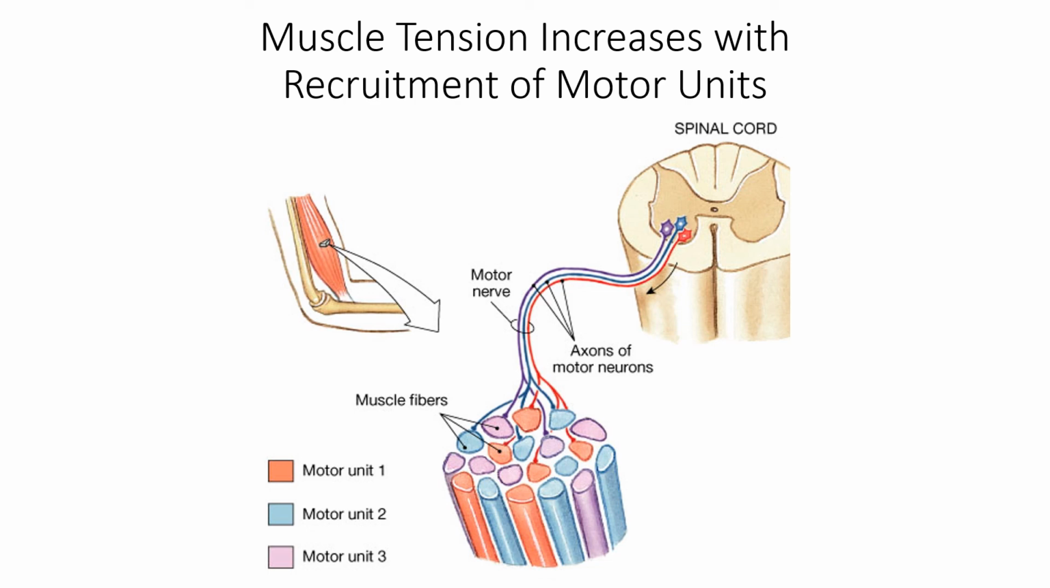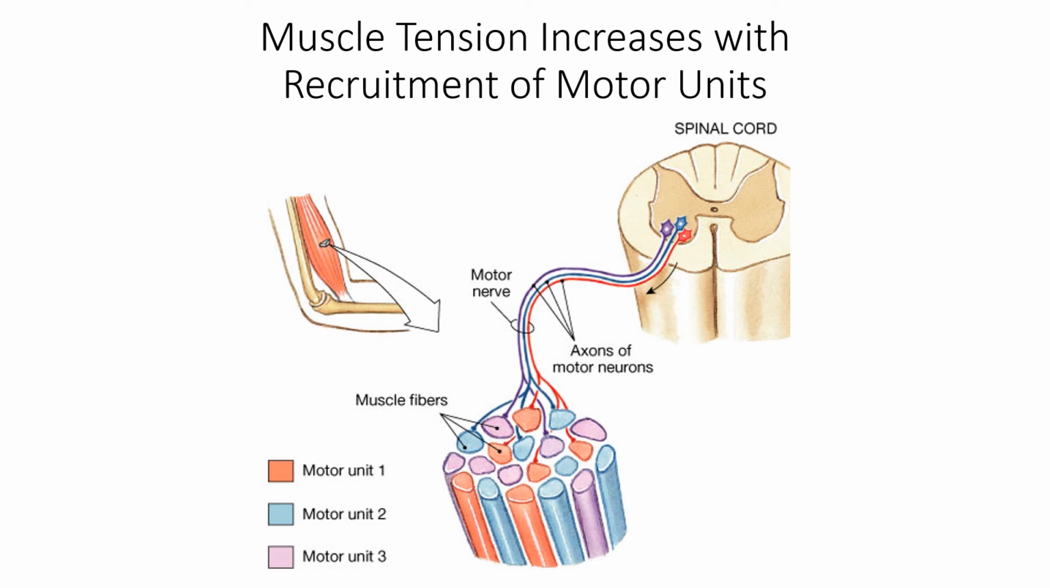Let's turn to page 89 and let me mention to you that recruitment of motor units is a second way for us to increase muscle tension. Keep in mind, there's two ways to increase muscle tension. One is through the increased frequency of stimulation, and two is by recruiting additional motor units. We know that a motor unit is the combination of a motor neuron and all of the skeletal muscles that it stimulates.